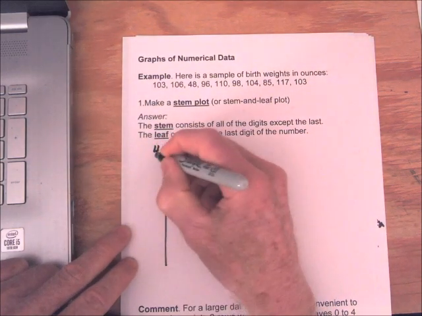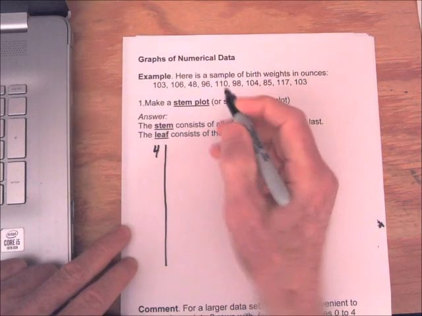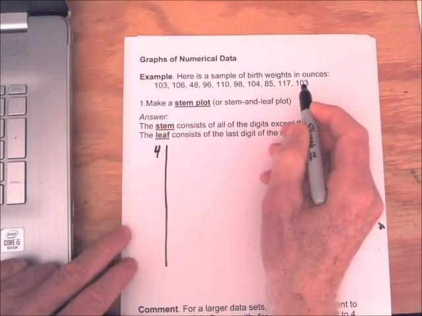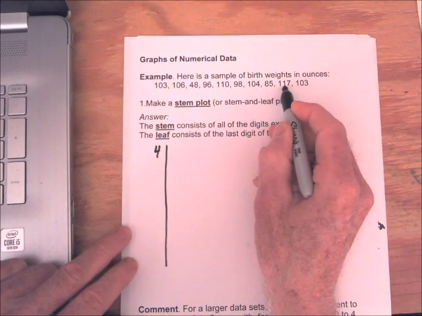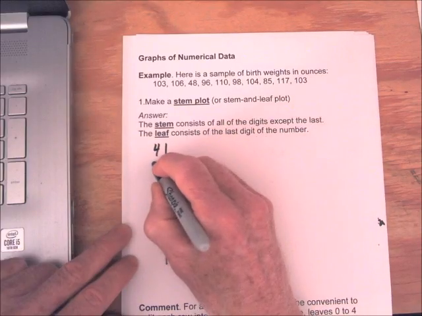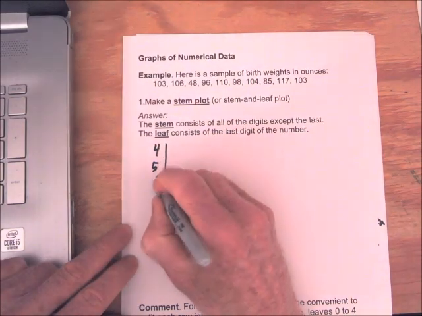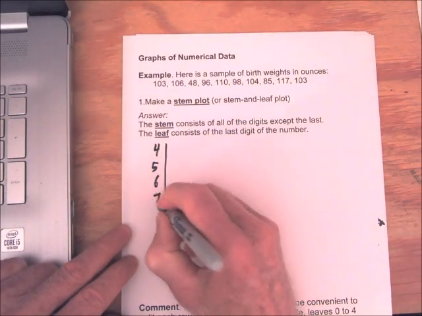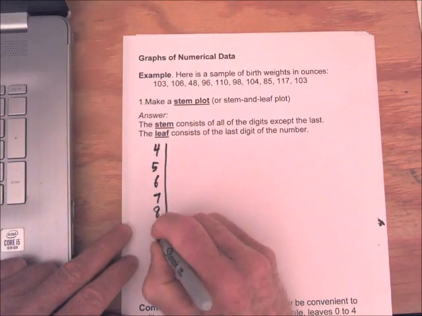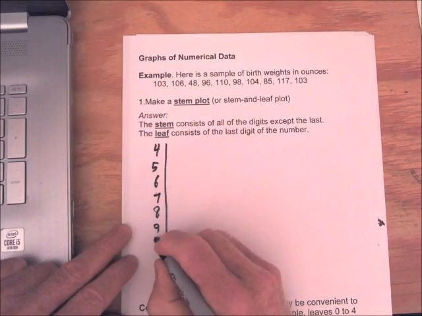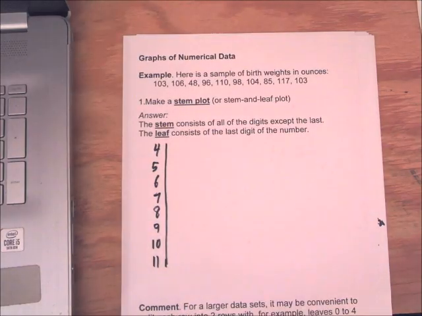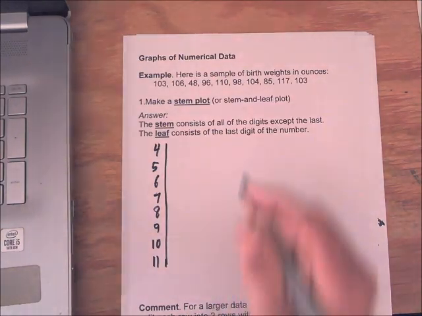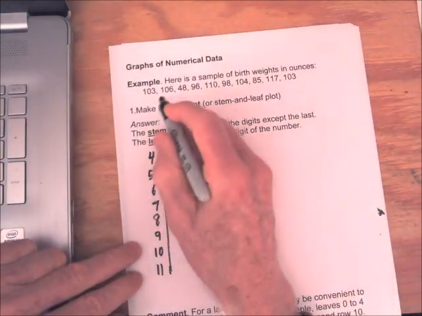And the highest birth weight is 117, so the highest stem is going to be 11. So we can make the stems go from 4 to 11. We could go lower than 4 or higher than 11, but we really only need to go 4 through 11. Okay, so then we can fill in the data.